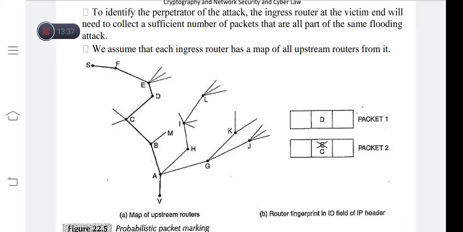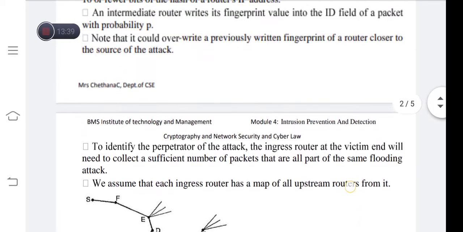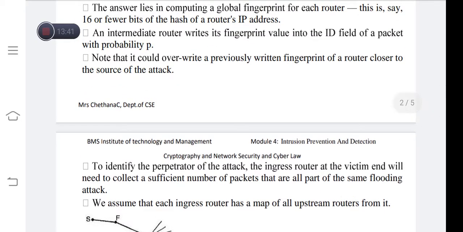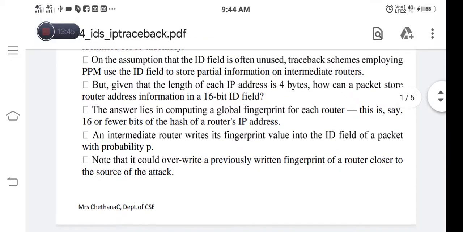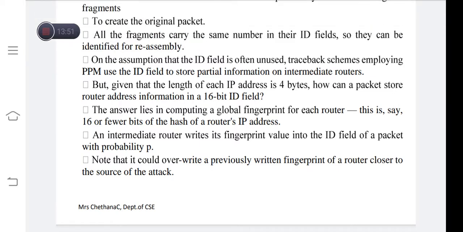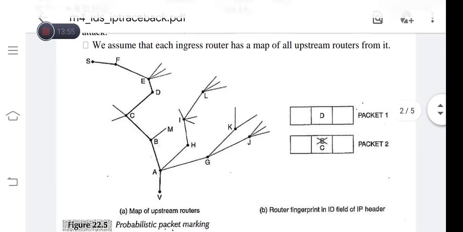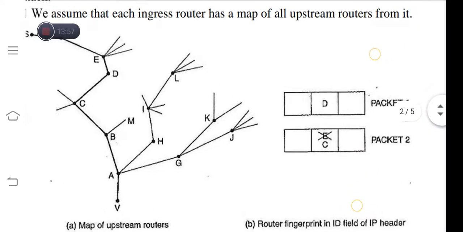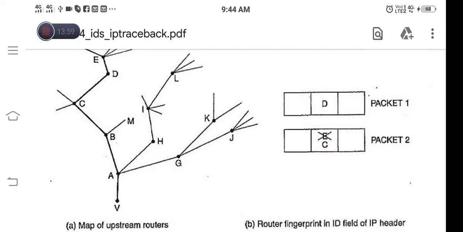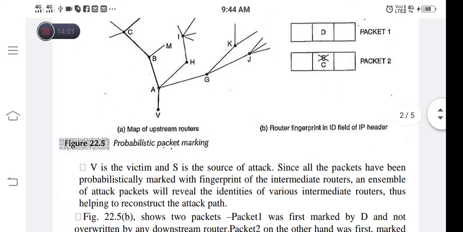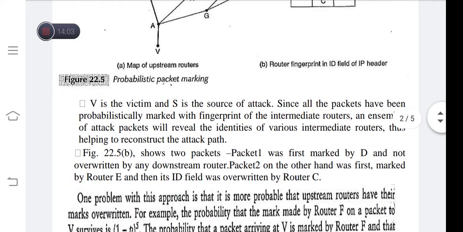So that is the point to remember here, basically in this probabilistic packet marking. Here we have the point which I have already told: note that it could overwrite a previously written fingerprint of a router which is closer to the source of the attack. So here router E was very close to the source of the attack, so it was overwritten by the downstream router C.